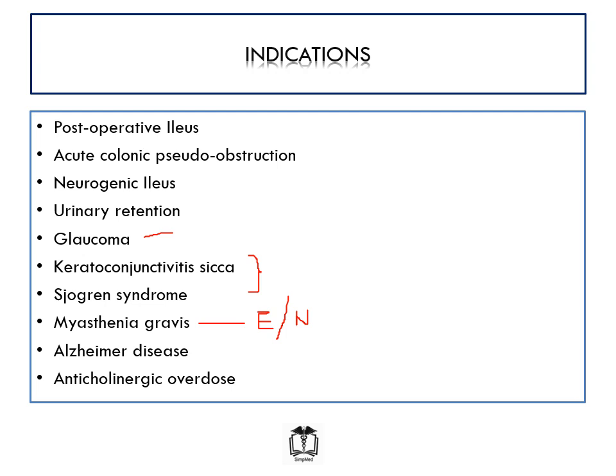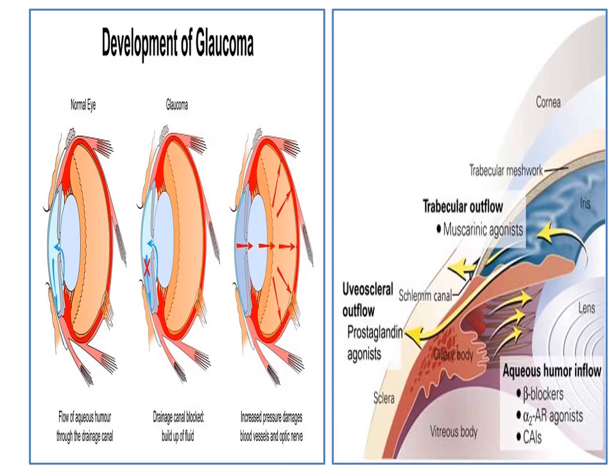A particular cholinergic agonist of choice are usually the carbamates, so drugs like neostigmine, physostigmine, and pyridostigmine are used for treating anticholinergic overdose. So this is the picture of glaucoma.